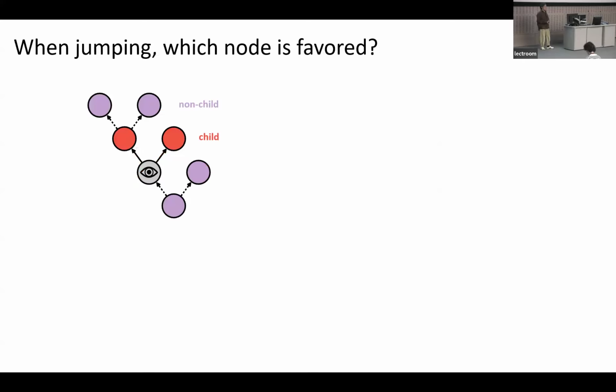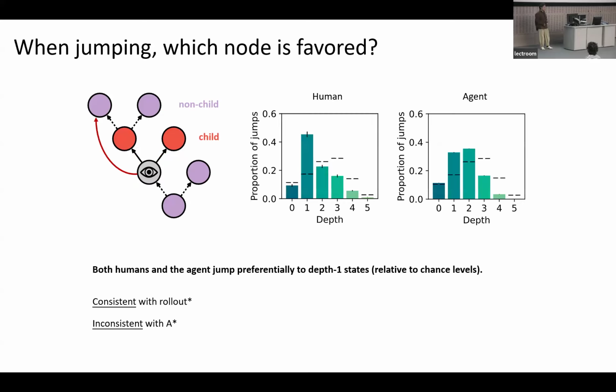And finally, we ask when humans and agents do not fixate a child, where do they jump to? So here I show the proportion of jumps to each of the depths, and the dotted line here are chance levels. So we see that both humans and agents have a strong tendency to jump back to depth 1. And this is consistent with the idea of jumping back to the root to start a new rollout.